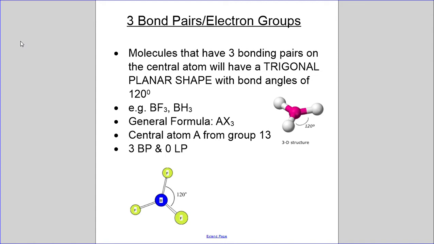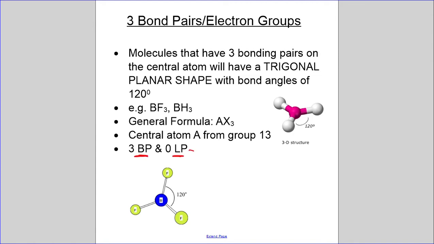So your general formula for this is AX3, where A represents either an element from group 13, or it could represent another type. But if I see something from group 13 right away, I can kind of tell I'm going to have a trigonal planar shape. It has a bond angle of 120 degrees between them. Its formula would be AX3, and we see BP and LP here, it would have 3 bonded pairs to it and no lone pairs.